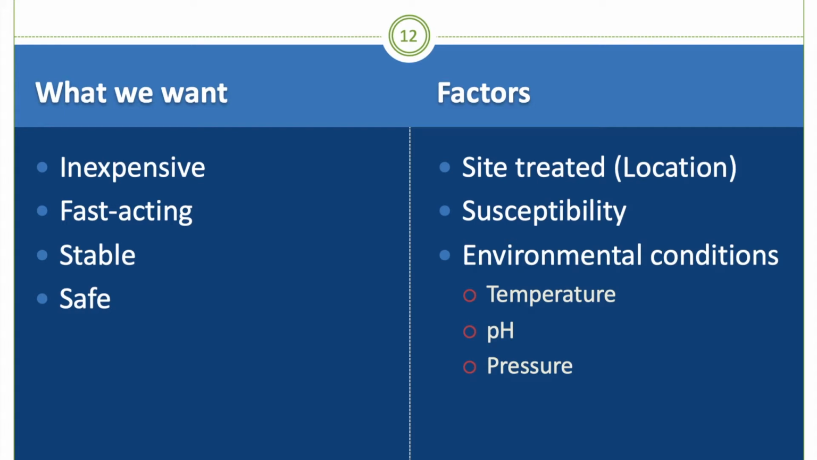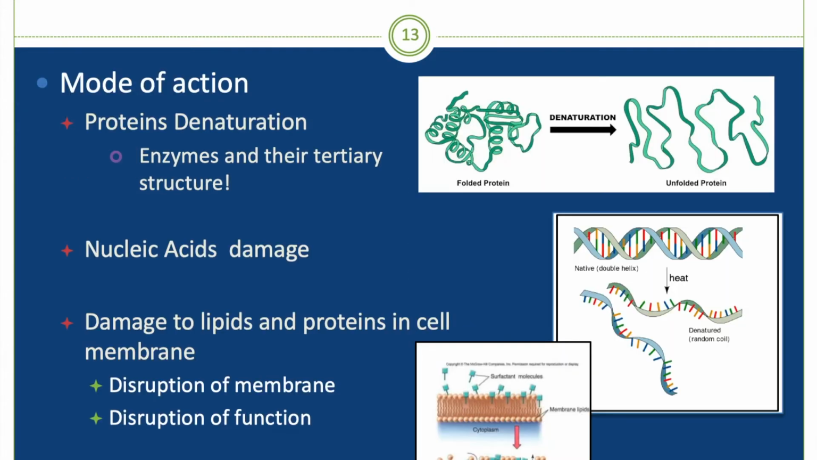And then you look at susceptibility. How susceptible are the pathogens to the agents that you want to use? And then environmental conditions such as temperature, pH, and pressure.